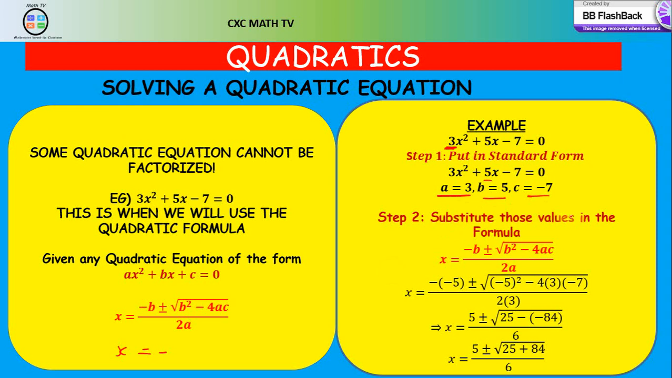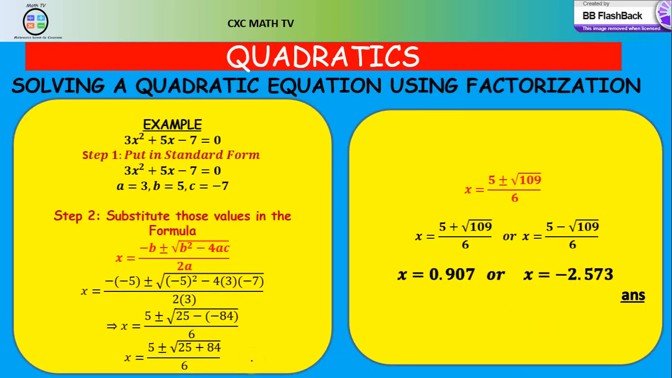See here, substitute those values in the formula. B is 5, so minus B is now minus 5, plus or minus the square root of b squared, so 5 squared, minus 4 times a, which is 3, times c, negative 7, divided by 2a, which is 2 times a, which is 3.